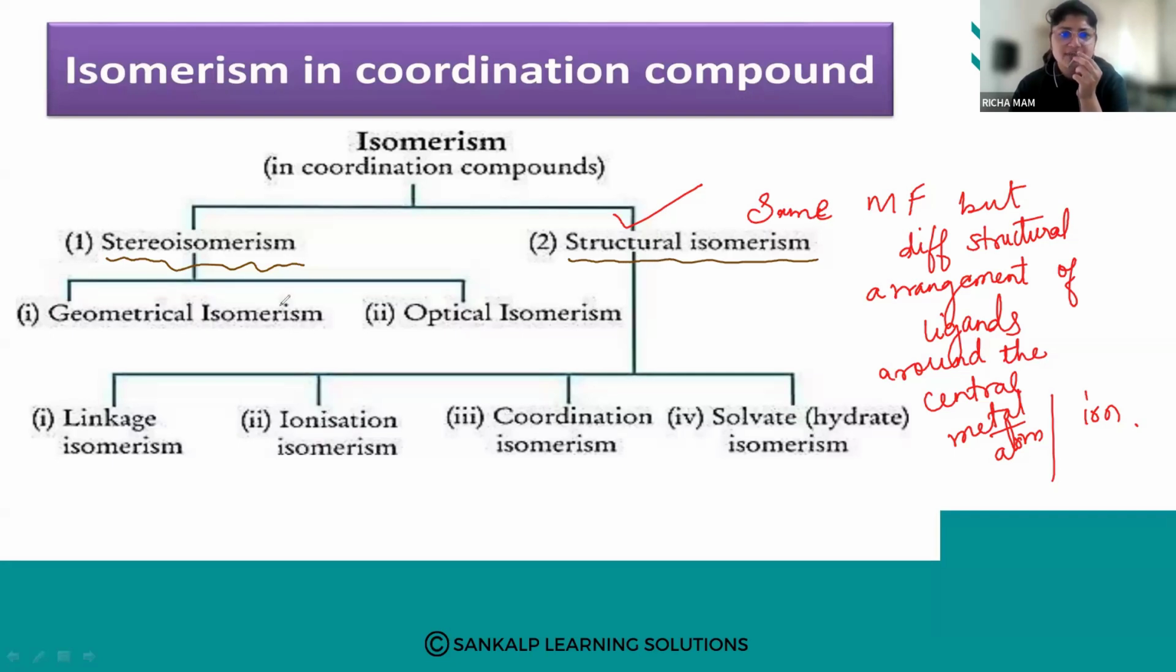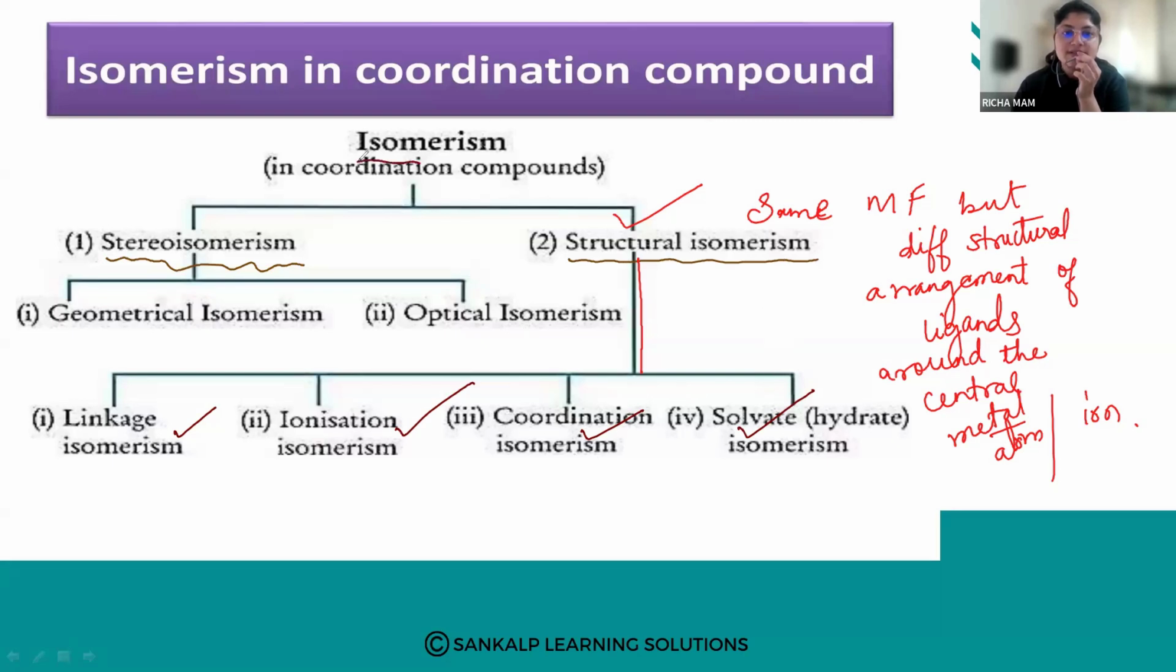Now, structural isomerism is further divided into four types. The first one is linkage isomerism. The second is coordination isomerism. Next is ionization isomerism. The fourth one is solvate isomerism. So these are the different types of structural isomerism.